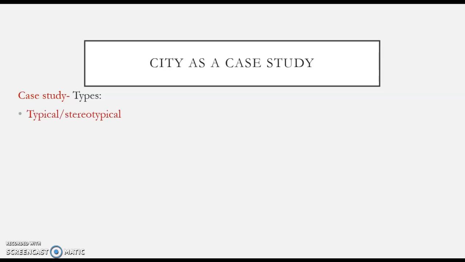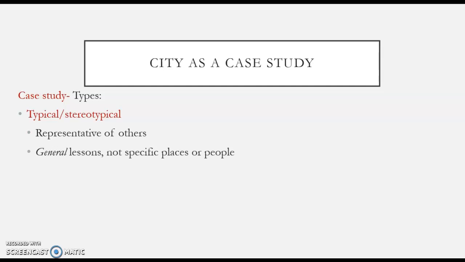There are a couple types of case studies. The first is what's known as typical or stereotypical, and this is a case study that's representative of others. So again, if we think about that topic of segregation, we can see how general lessons, not specific people or places, are really the outcome, and how segregation policies have the same general outcomes over different places. Again, if it's Baltimore, if it's Oakland, if it's Belfast in Northern Ireland, we see these general lessons of winners and losers, of those that benefit and those that really suffer from segregation.